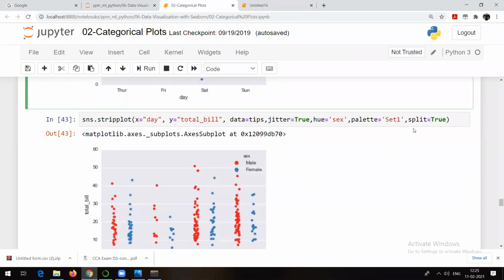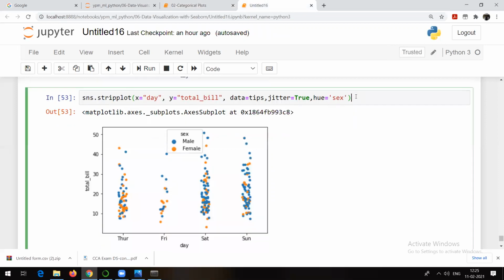That's a strip plot. What else is there? Split. Now, as I told you, there is a drawback that there is overlap. But if you do not want to show the overlap, if you are using the hue parameter, you can make use of something called split. So what will happen in this particular graph? Let me show you the comparison between this one and the next graph.